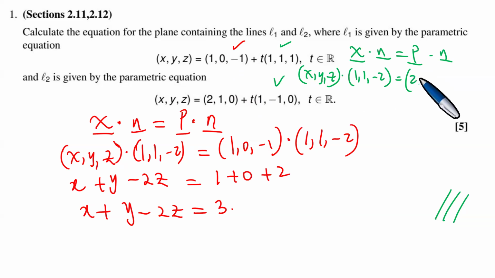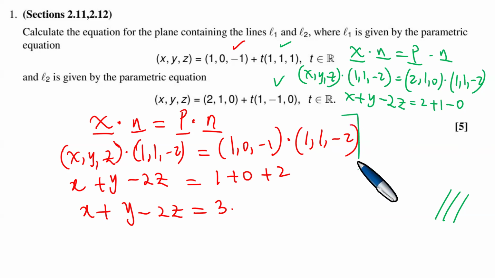Now we're using the point 2, 1, 0 dot the normal 1, 1, minus 2. This one, x plus y minus 2z. 2 by 1 is 2, 1 by 1 is 1, 0 by minus 2 is minus 0. And this gives us x plus y minus 2z equals 3. That's what we got. We got the same answer using this point and also using that point.